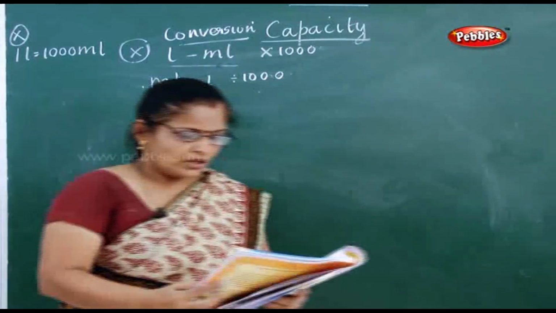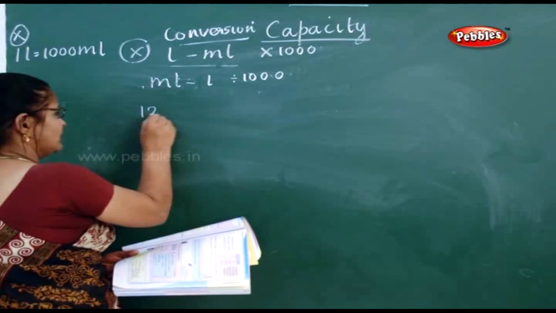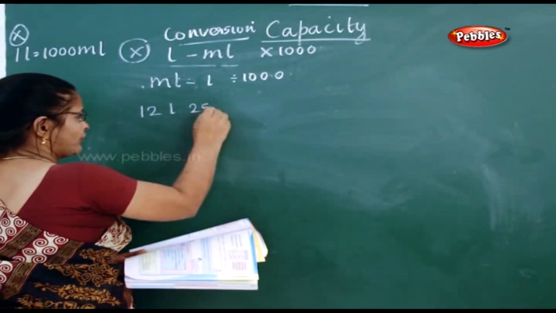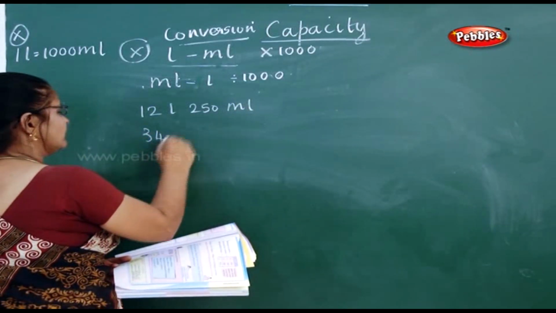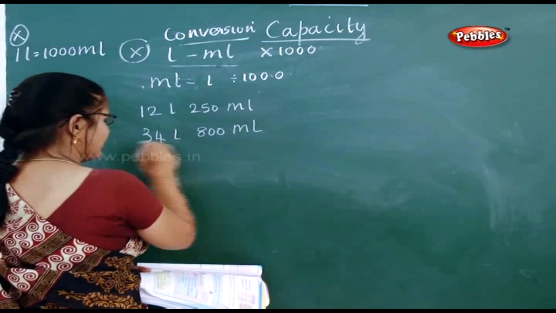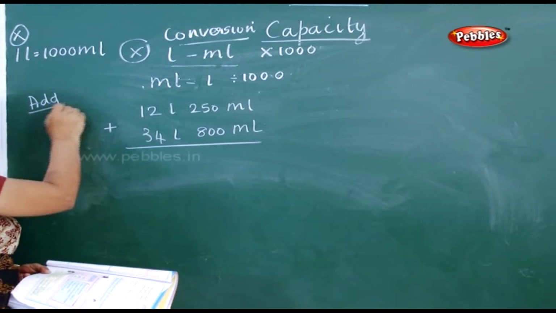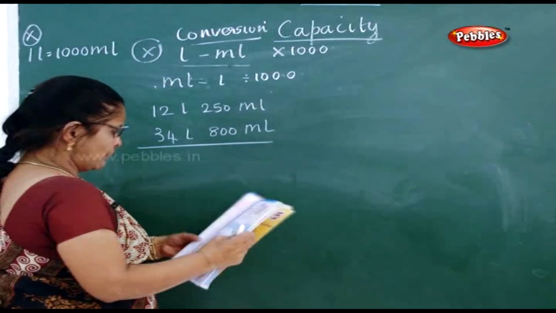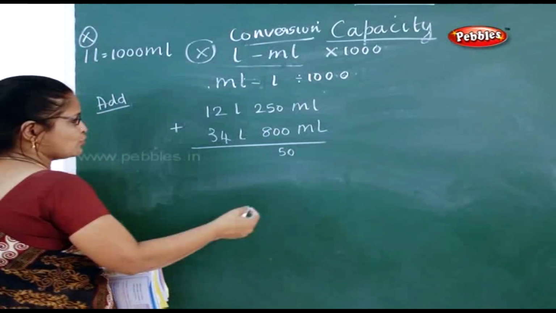Next one, add 12 L 250 ml and 34 L and 800 ml. Now, can you do it? How will you add it? I have just started with your addition, so be very careful. Now, what will you do? 5 plus 0 is 5. 0 this one. 8 plus 2 is 10.